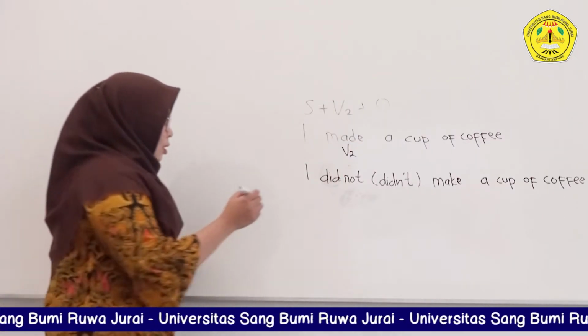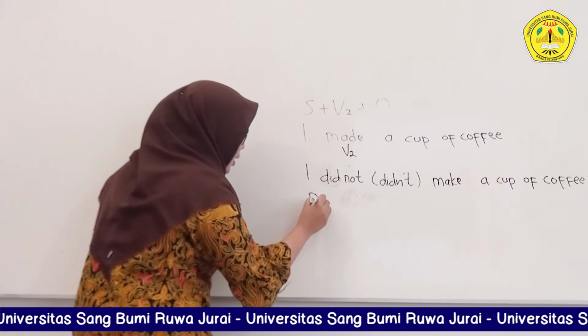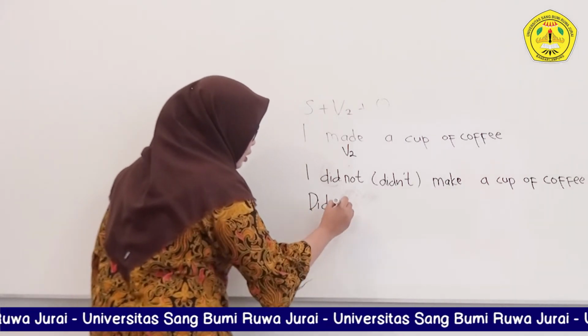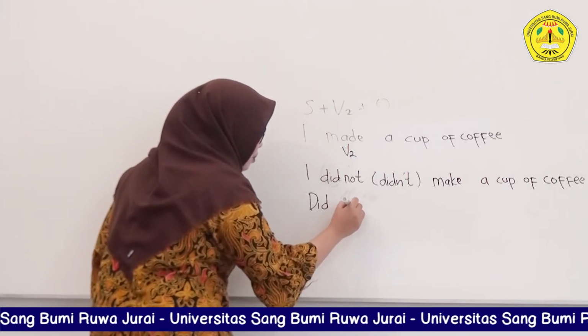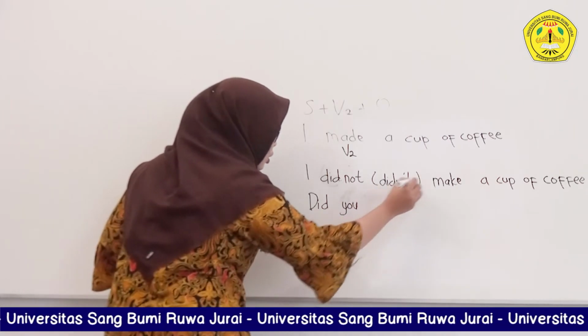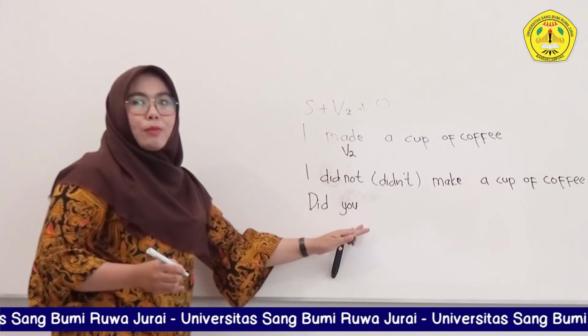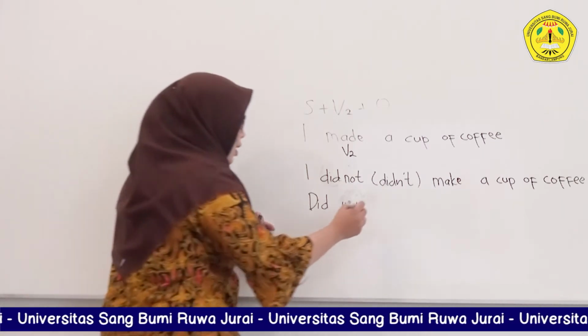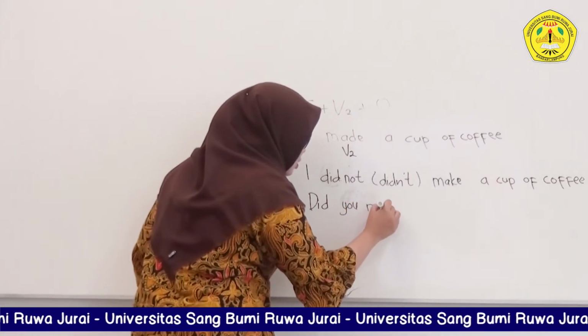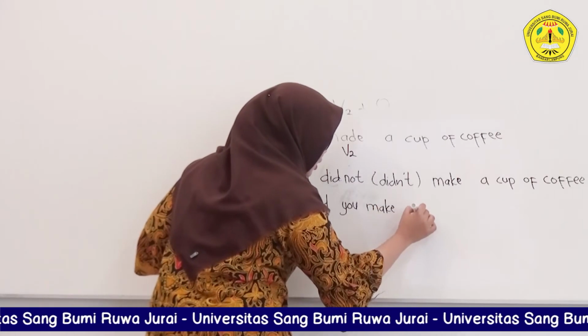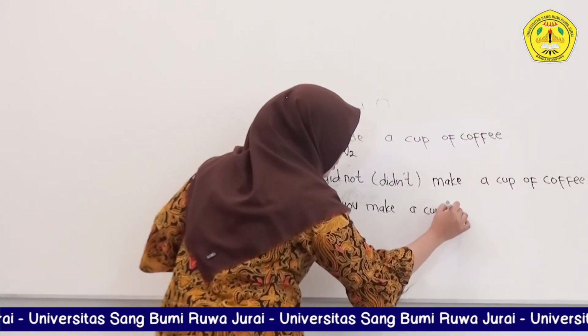So it means did I, you can change I become you. Did you, don't forget to change made, verb 2, become verb 1. As you see the formula, did you make a cup of coffee?